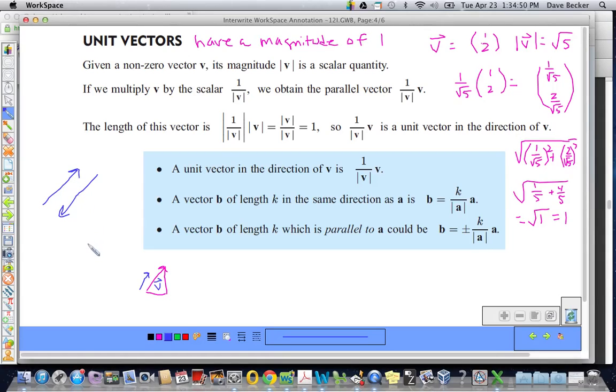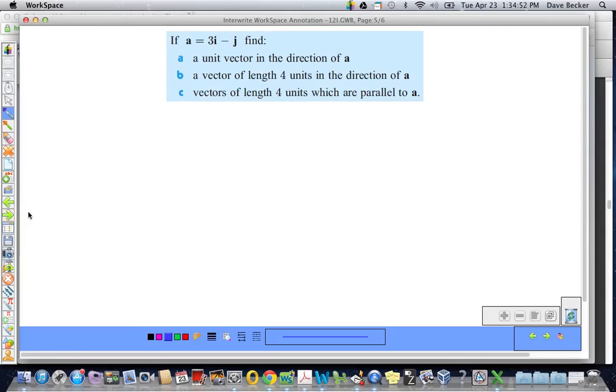I can multiply it by a negative number. Okay, almost done here. If a equals 3i minus j, find a unit vector in the direction of a. I kind of like to work in component form, so this would be 3, negative 1.